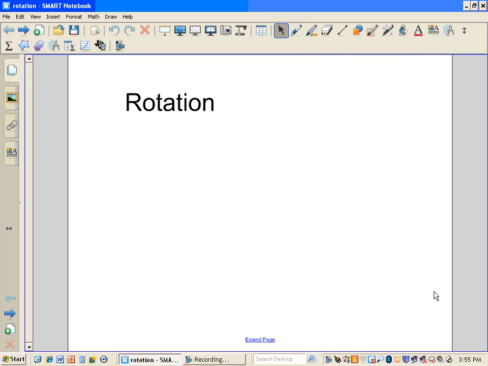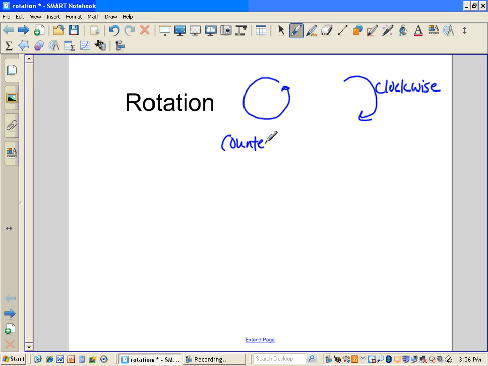Okay, let's talk about rotations. I just want to point out a couple of things before we jump to looking at the graphs. On a rotation, we're talking about things when they're turning. Like a clock, where a clock turns clockwise, for all of our rotations we're going to talk about turning counterclockwise. So that means rotating to the left, not rotating to the right.